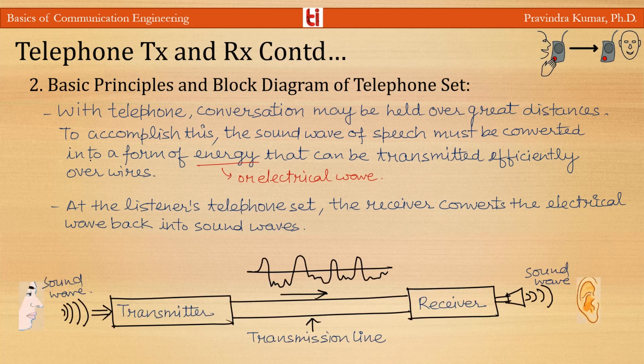The transmitted waves enter the receiver of a listener's telephone set. The receiver converts the electrical wave back into the sound wave. The listener hears in his receiver the words corresponding to those spoken into the distant transmitter, and this is the basic principle of the transmitter and receiver. You can see in this figure, and here first of all we will discuss the telephone transmitter and then the receiver.